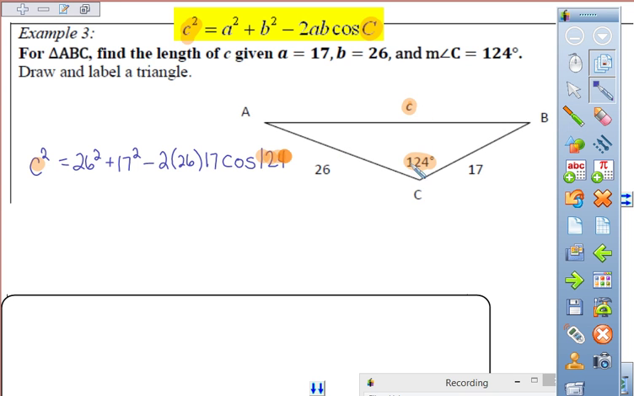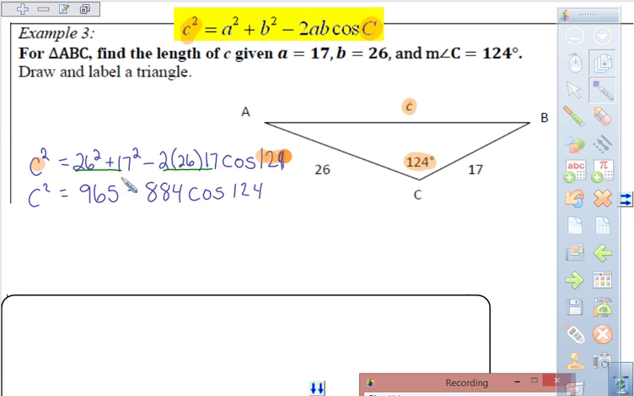So remember, the c and the 124 had to go in certain spots. Now, I put parentheses in here. If you wanted to, you could have just had times symbols. So now we want to work on simplifying. I would suggest doing these two numbers together and then those three numbers together. When I simplify, these two numbers give me 965. 2 times 26 times 17 gives me 884. And the rest of it I just bring down.